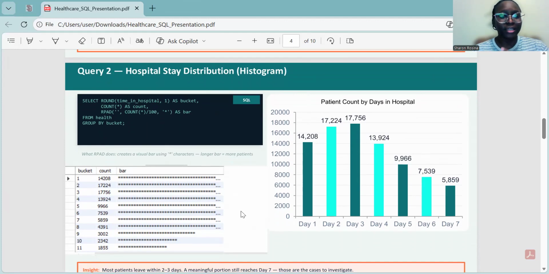So how I did this is that I used the RPAD. RPAD puts asterisks in your SQL output from the right. That's what it's called, an RPAD, from right to left, hence generating some sort of a histogram.